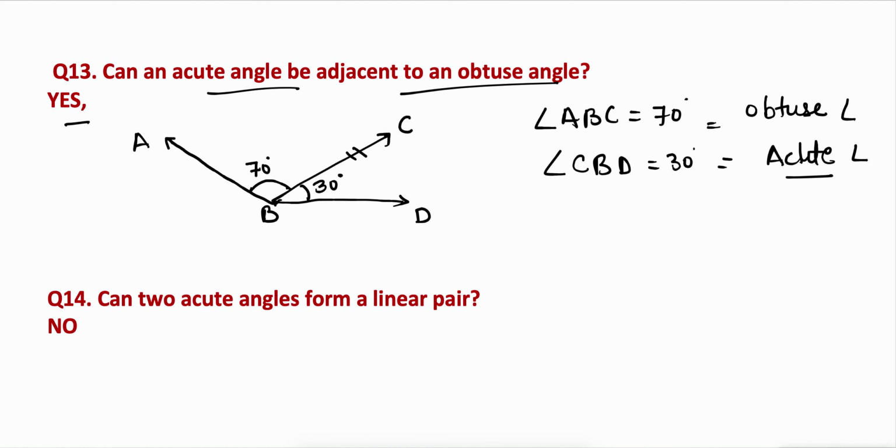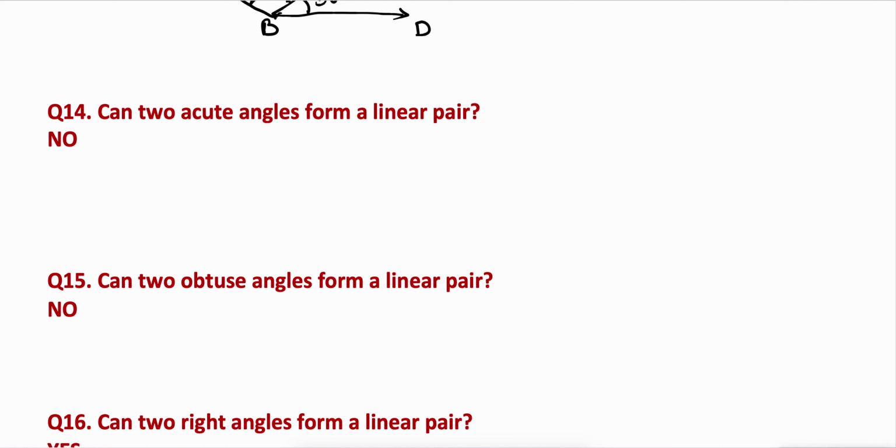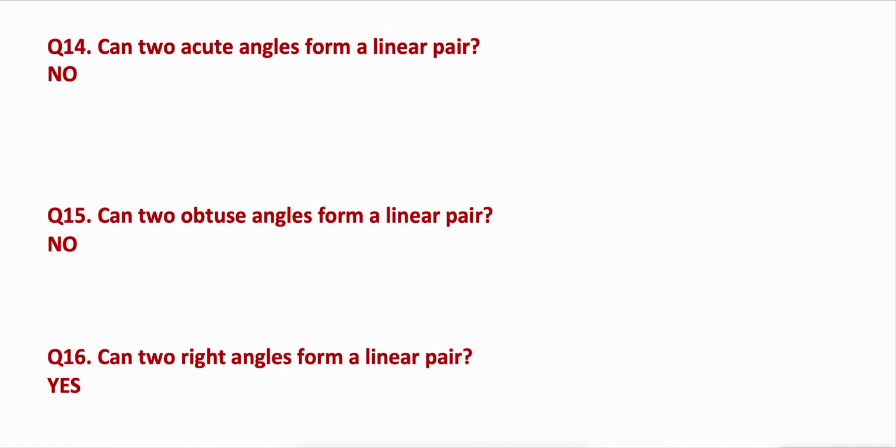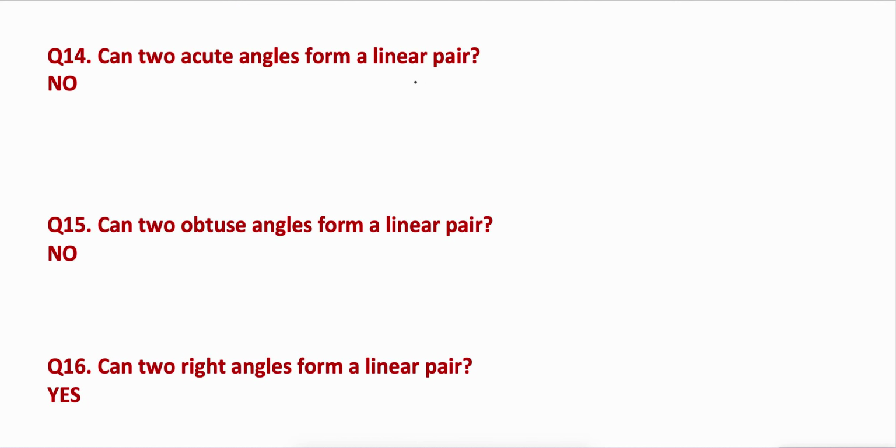Question number 14. Can two acute angles form a linear pair? As we know, for a linear pair the sum should be equal to 180 degrees, and acute angles are between 0 and 90 degrees. So two acute angles cannot form a linear pair because their sum will not be equal to 180 degrees. So the answer is no.